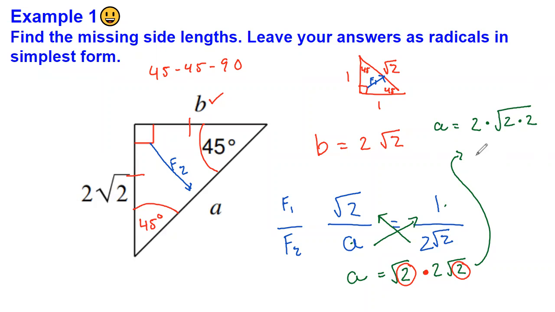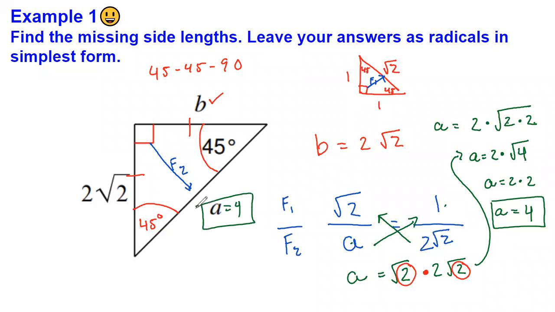Now from here, let me simplify. A equals 2 times, what's 2 times 2? 4. So this is square root of 4 now. What is square root of 4? 2. So A equals 2 times 2, which gives me 4. So A equals 4. Not too bad, huh? It's just following the steps one by one. Multiplying radicals, we still follow the same rules, and then we can simplify. Ready for the next one?